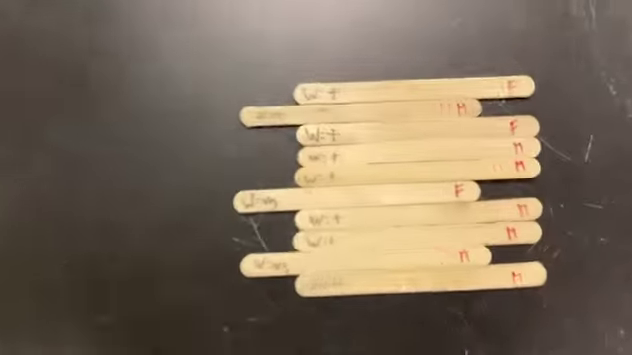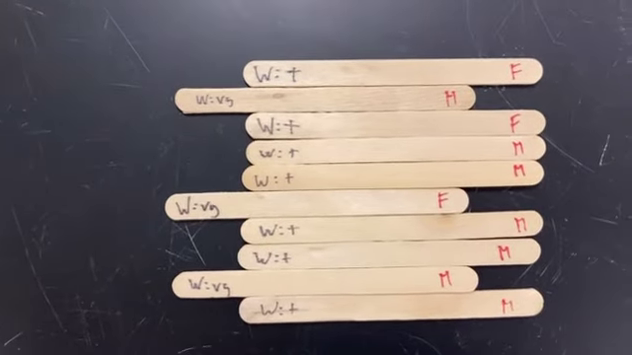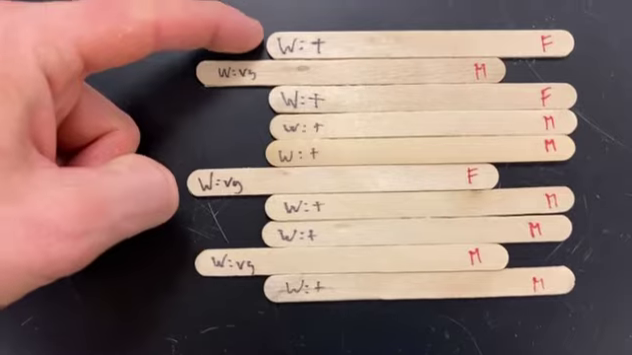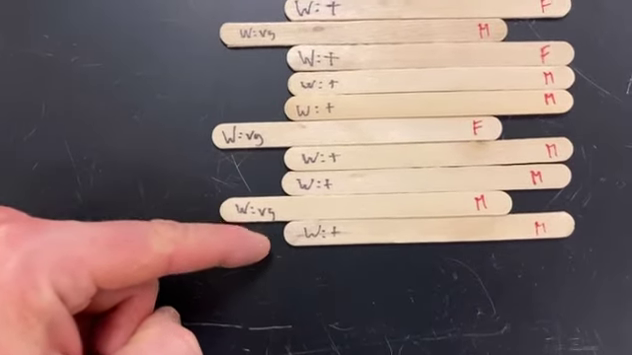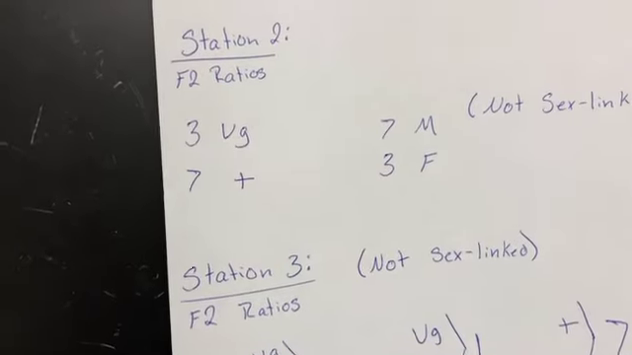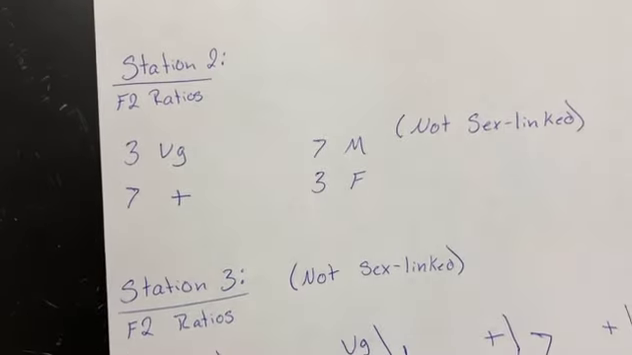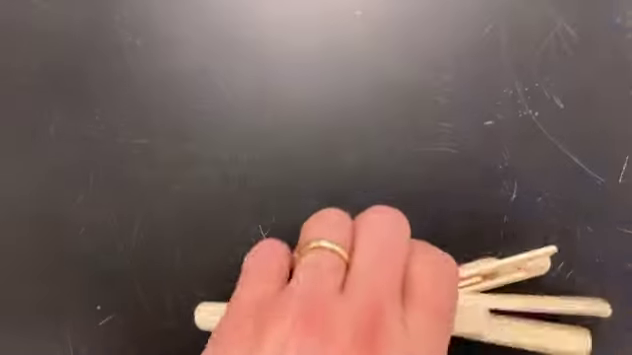For station 2, again with a monohybrid, so 1 trait, we see wild type wings, wild type wings, wild type wings, and vestigial wings, 3 of them. So we see 7 wild types and 3 vestigials, again, not sex-linked. Let's go ahead and put this one back.